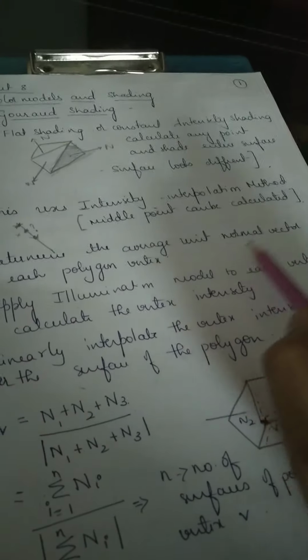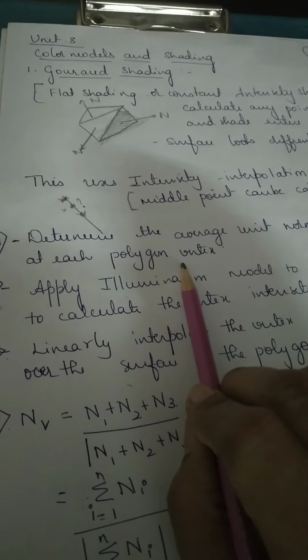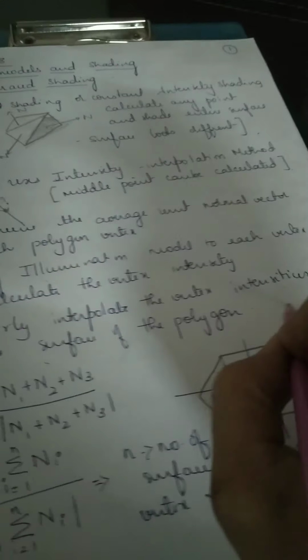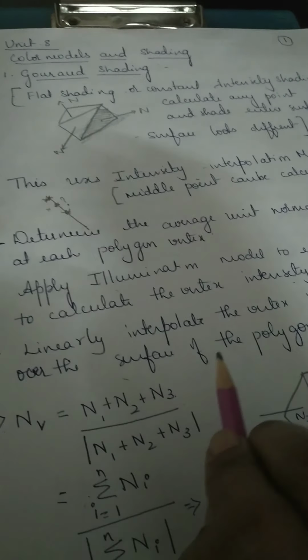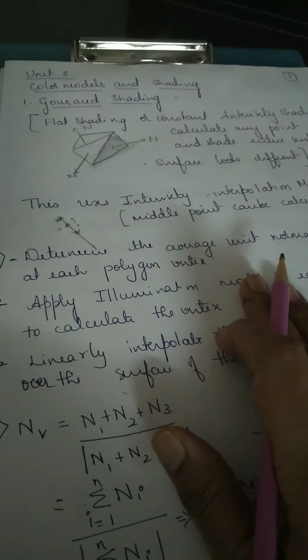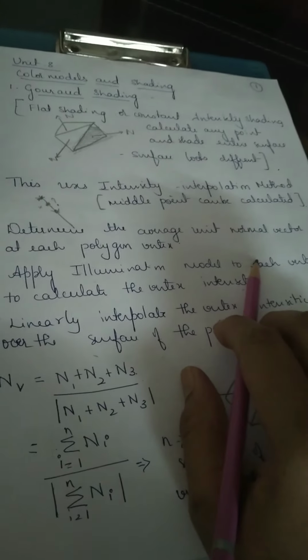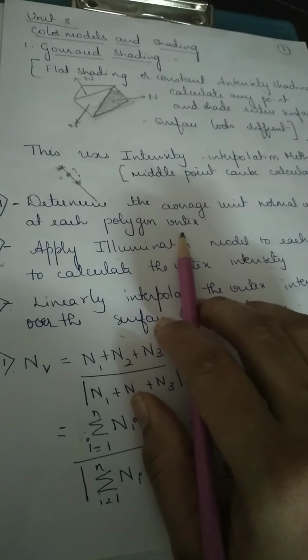Here there are 3 different steps under Gouraud shading. First, determine the average unit normal vector at each polygon vertex. Second, apply the illumination model to each vertex to calculate the vertex intensity. And third, linearly interpolate the vertex intensities over the surface of the polygon. Now, first step, the average unit normal vector at each polygon vertex. We need to determine it.